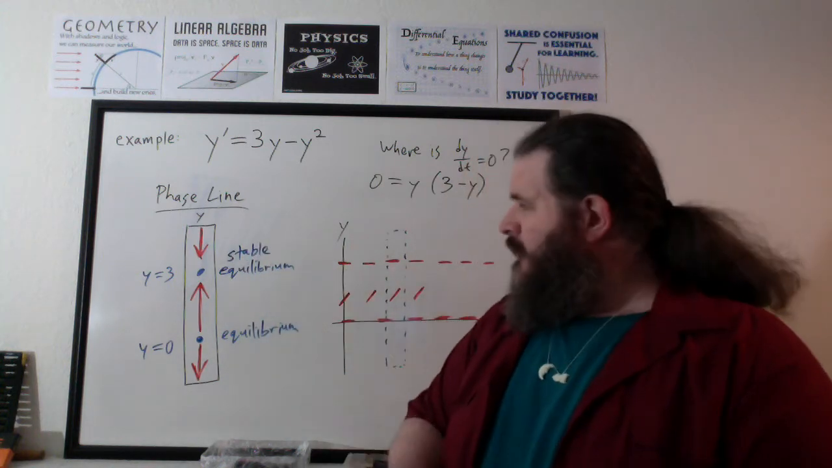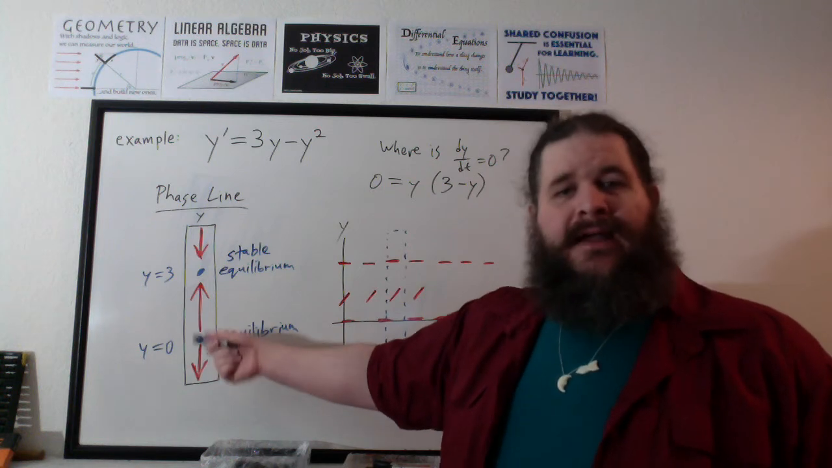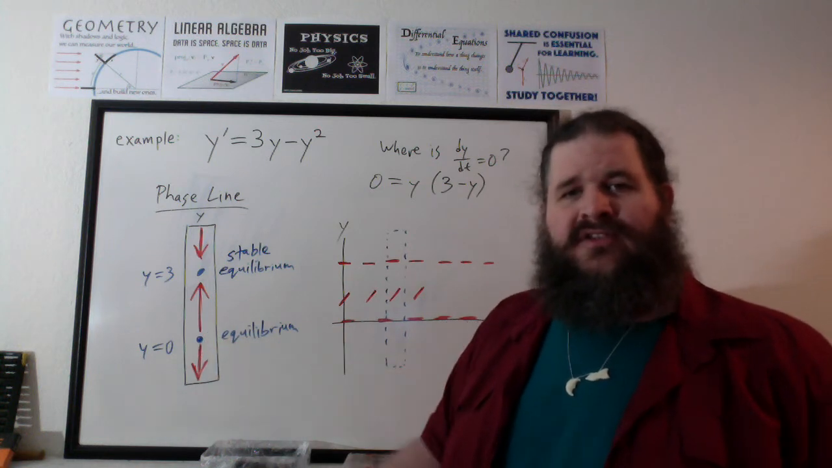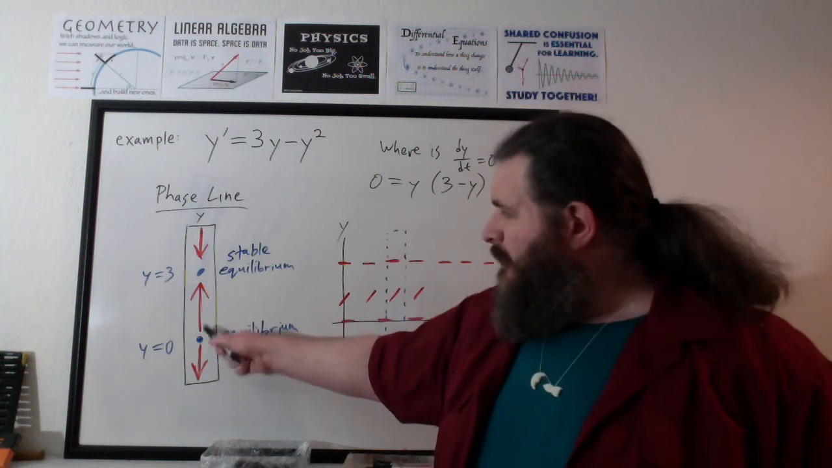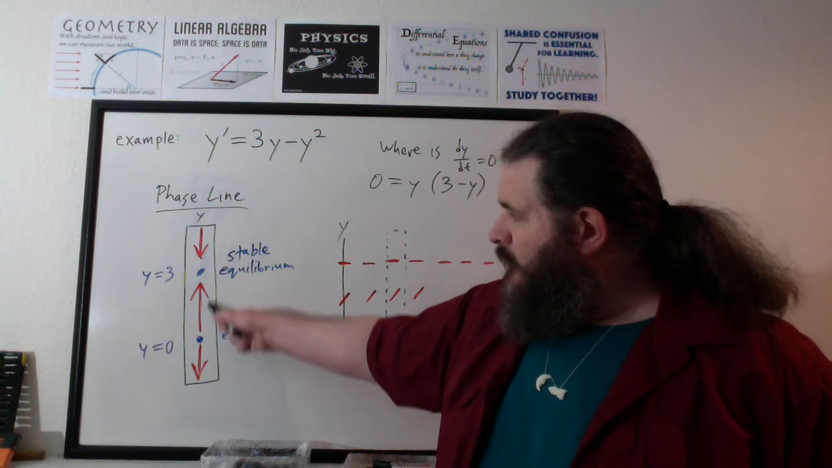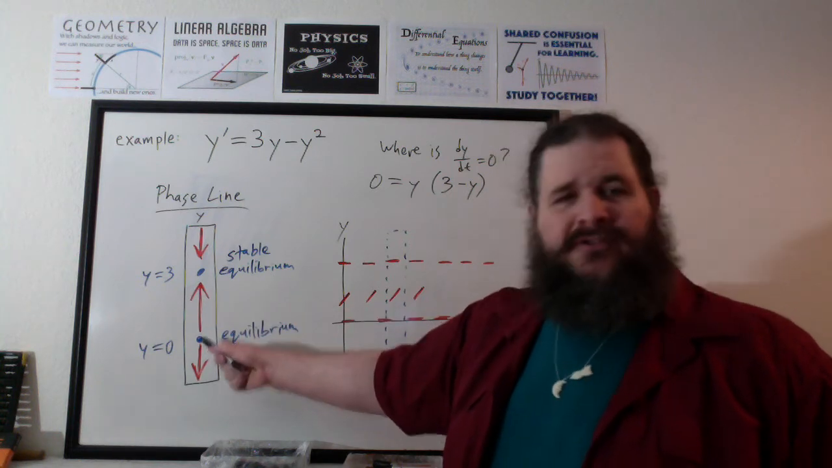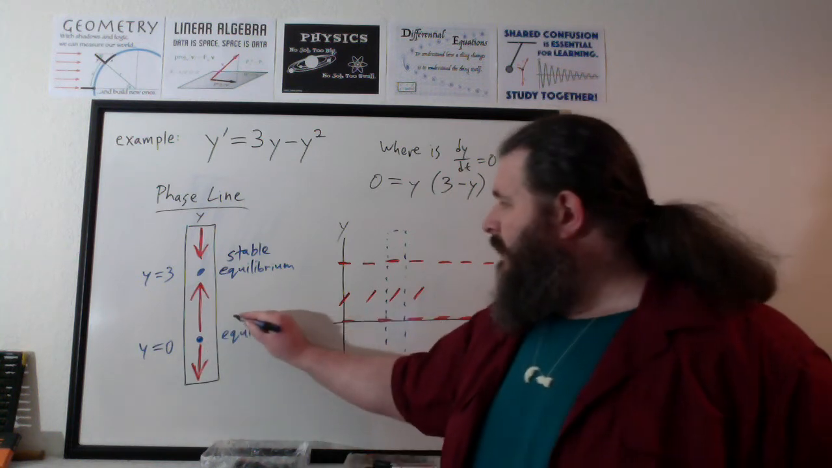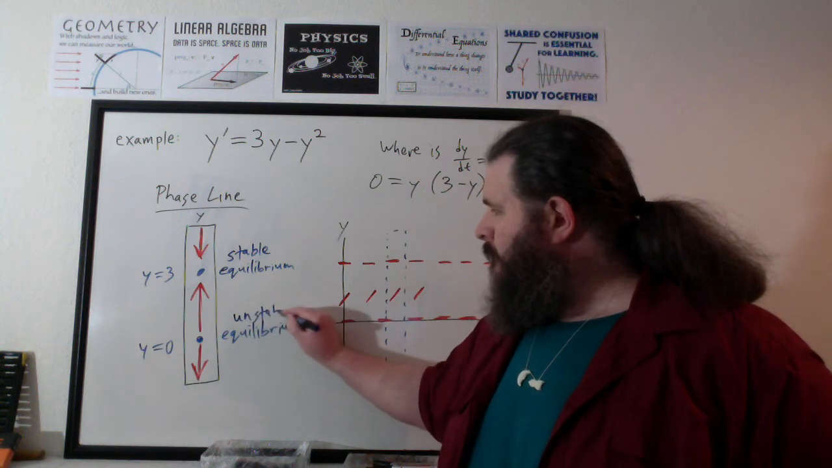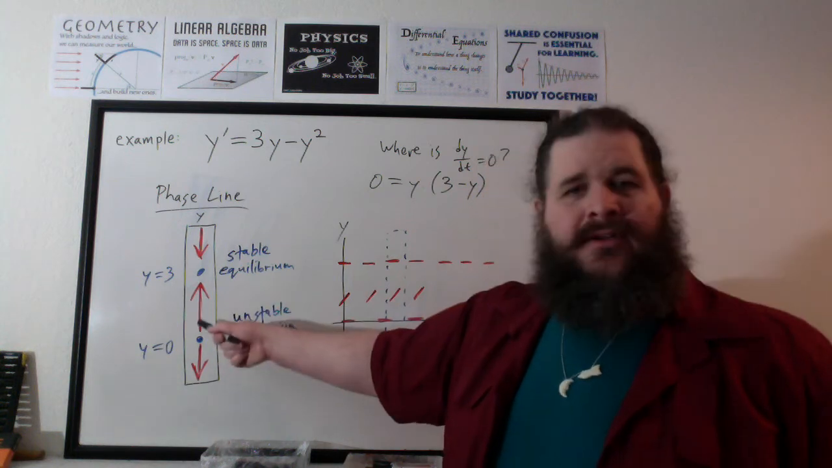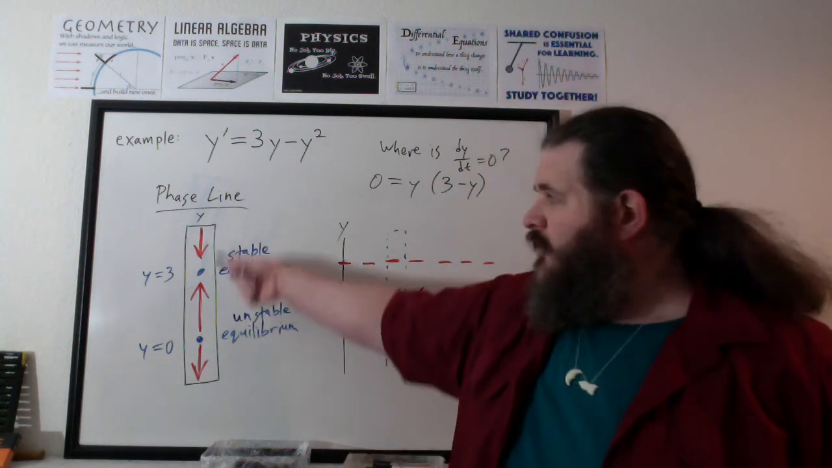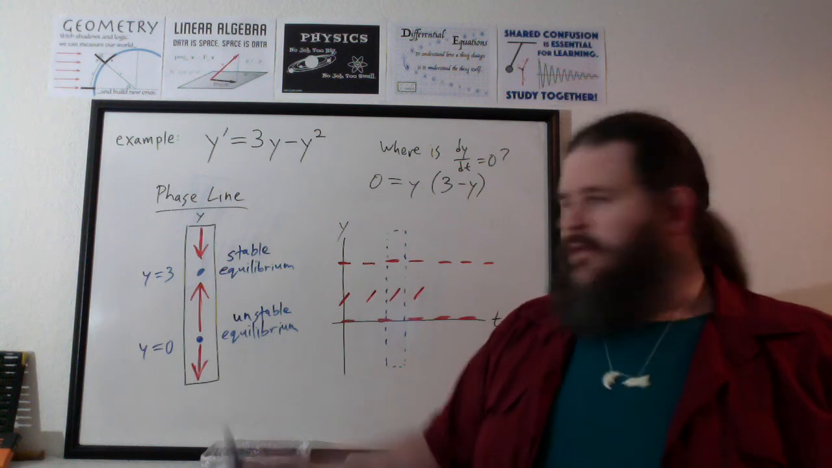On the other hand, if you're near y equals 0, again, if you're at y equals 0, you'll stay there forever, so that is still equilibrium. But if you're a little bit above y equals 0, you get pushed further above. If you're a little bit below, you get pushed further below. So this would be an unstable equilibrium, in the sense that anything nearby gets pushed away rather than towards. So that would be the phase line.